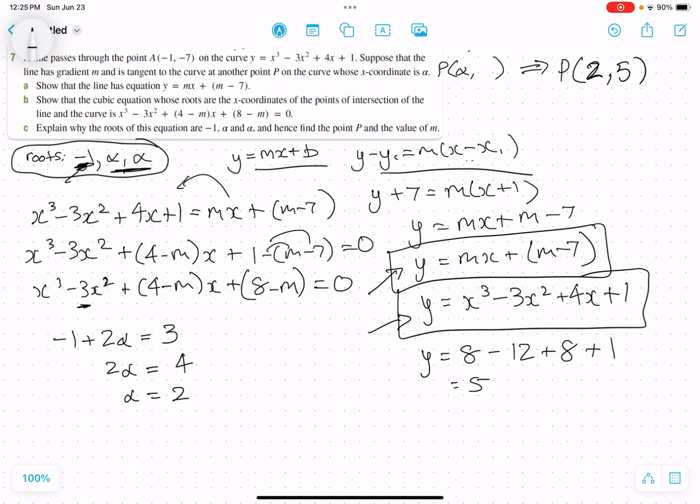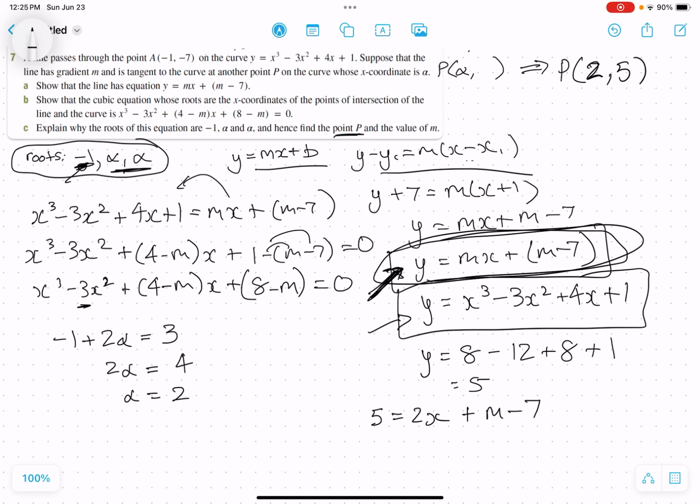Is that what we're looking for? Hence find the point P. Okay, find the point P, and then find the value of m. So to find m, remember that point P where it bounces has to lie on this equation as well. So let's put (2, 5) into that equation, and we get 5 is equal to 2m plus m minus 7.